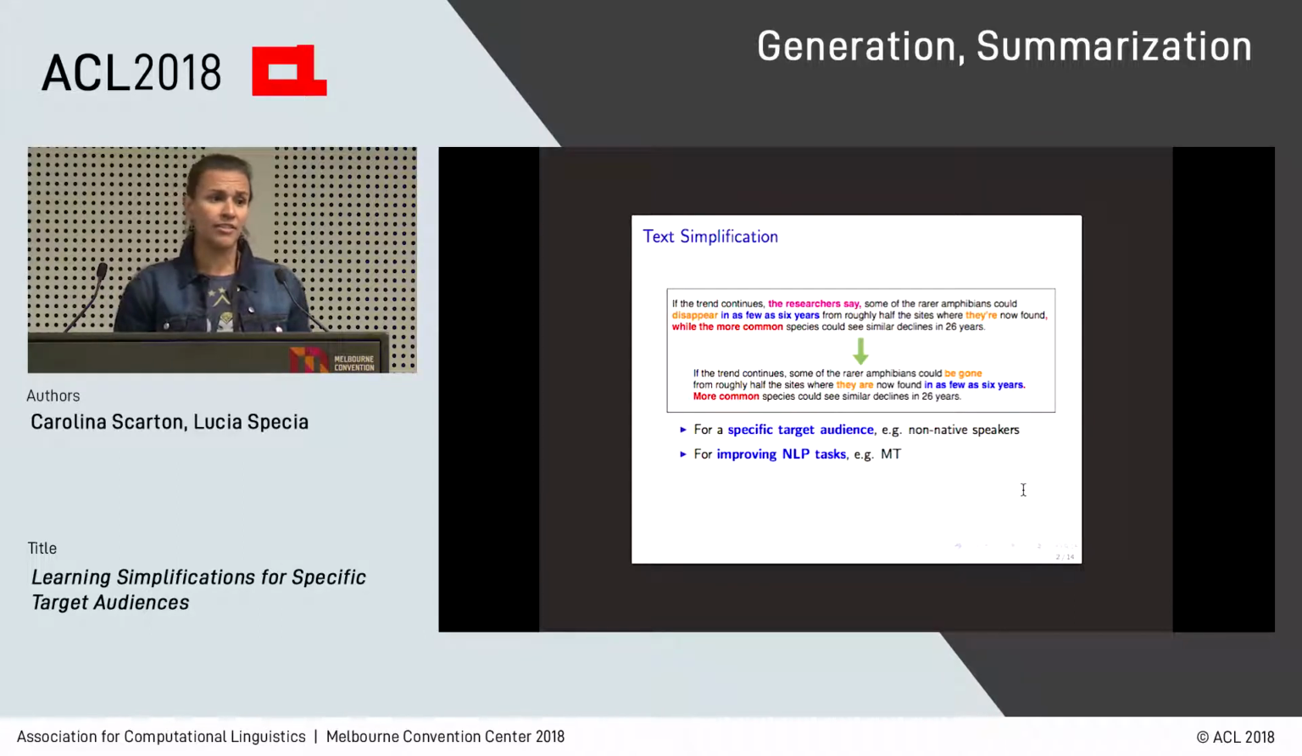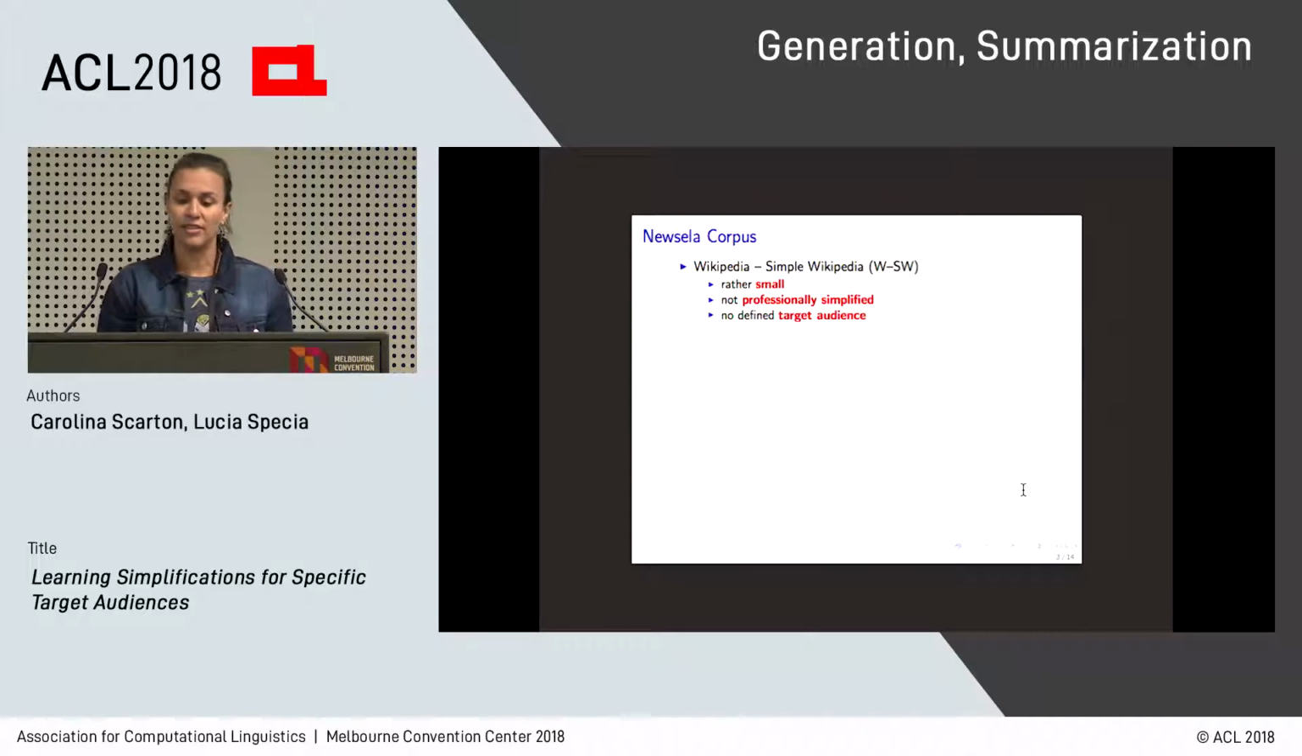When you think about data-driven text simplification, we need parallel data. So it's similar to machine translation tasks, for instance. The most used data set in this scenario is the Wikipedia Simple Wikipedia data set. It's aligned articles from the original Wikipedia to simplified versions. However, this data set is rather small. It's not produced by professionals, so the simplifications are not generated by professionals. And there is no defined target audience on this data set. They have some guidelines for simplification, but they are general.